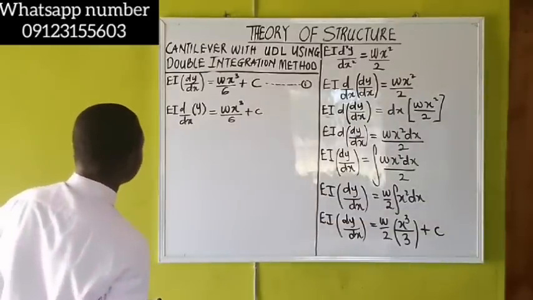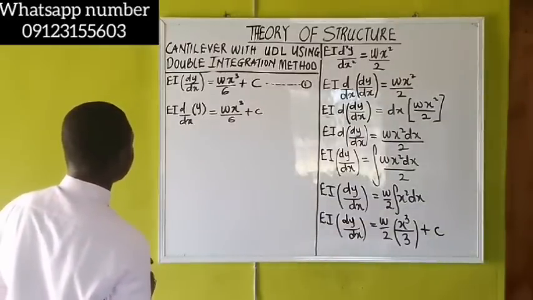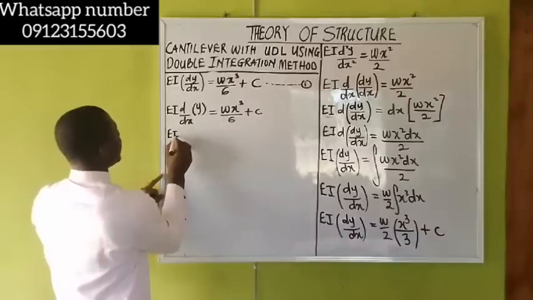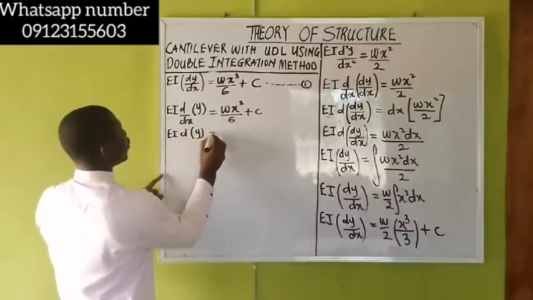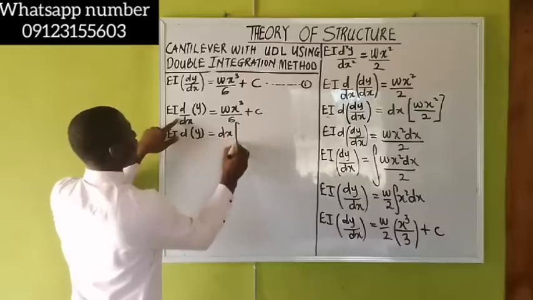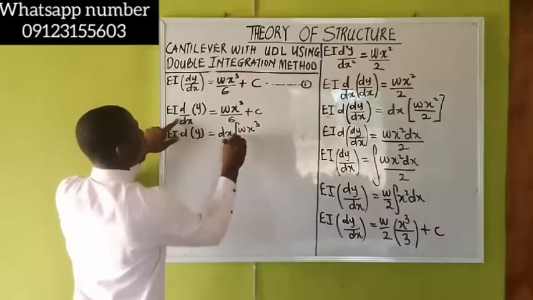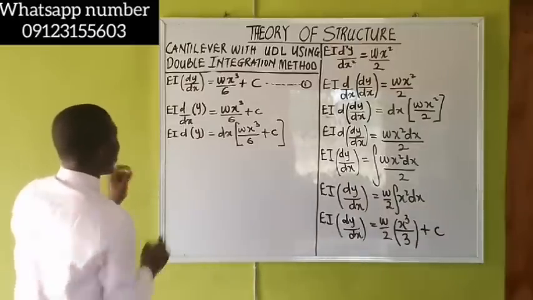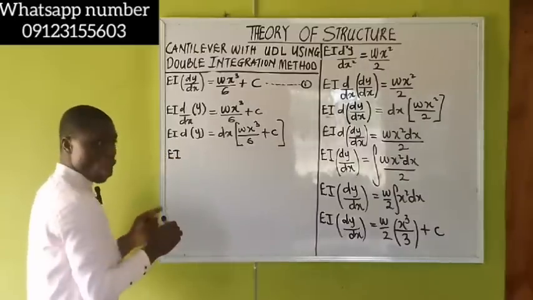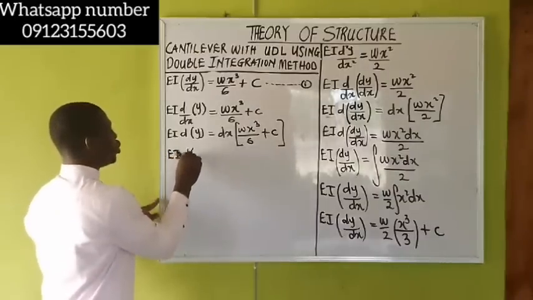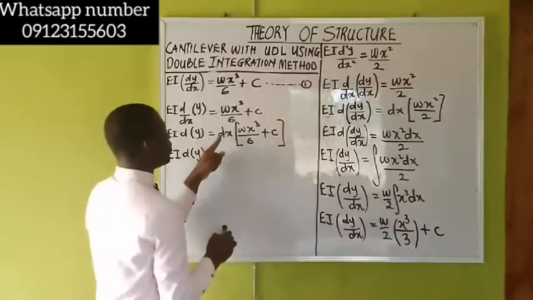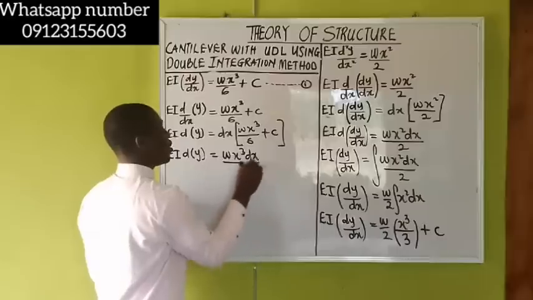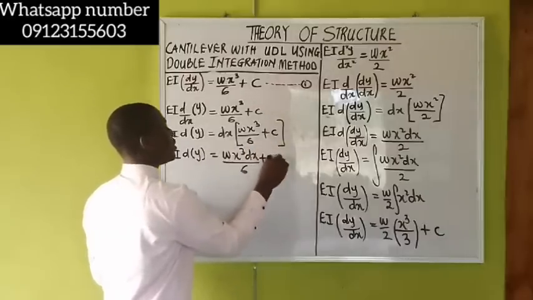Now my next step is that I'll take the dx to the other side as we did initially. That becomes EI d into dy is equal to, we said dx to the other side, multiply everything with the dx. Wx cubed over 6 plus c. I have this. If I proceed mathematically, I'll be having EI d into dy is equal in value to dx times all this. That becomes Wx cubed dx over 6, plus c times dx becomes c dx.